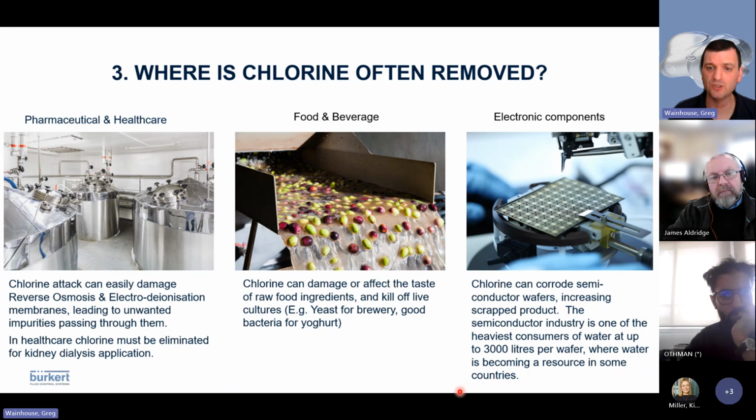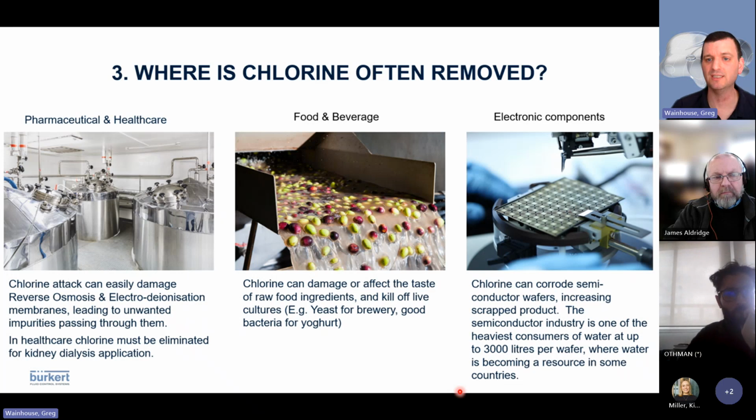And also in industrial applications, chlorine can corrode semiconductor wafers, and that increases the amount of scrap product that a semiconductor manufacturer can develop. And the semiconductor industry is one of the heaviest consumers of water at up to 3,000 litres per wafer, which is a huge, huge volume. And especially this is where you've got countries where water is becoming a scarce resource. It's really, really important to maximize the amount of water that you are using per wafer, reduce the consumption, improve the efficiency of water.